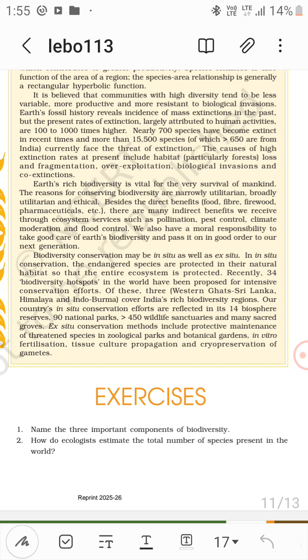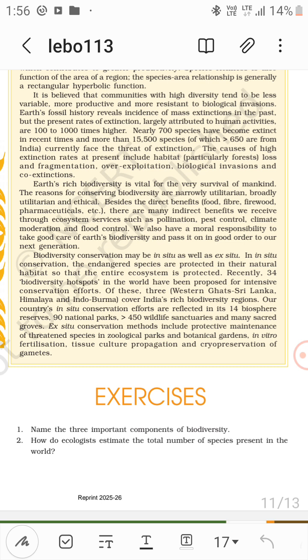Of these, three biological hotspots are in India: the Western Ghats and Sri Lanka, the Himalaya, and Indo-Burma, which are India's rich biodiversity regions.